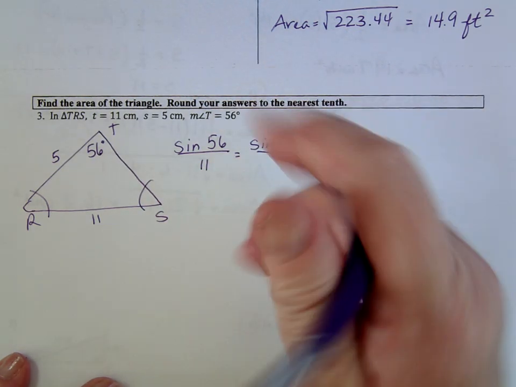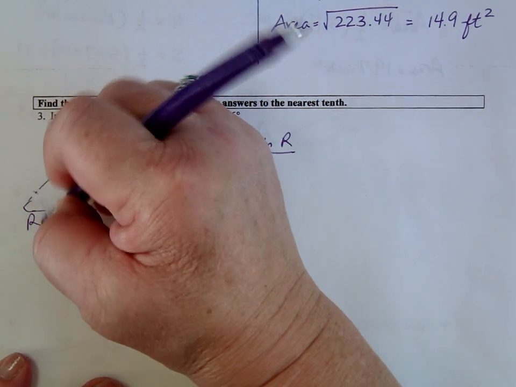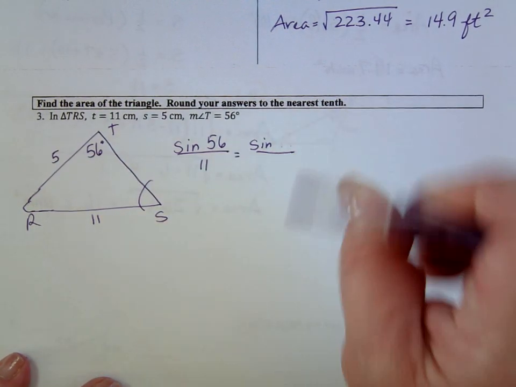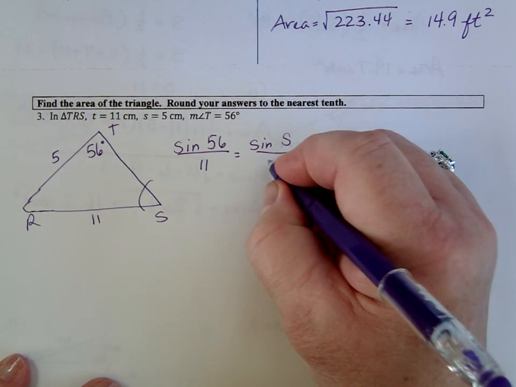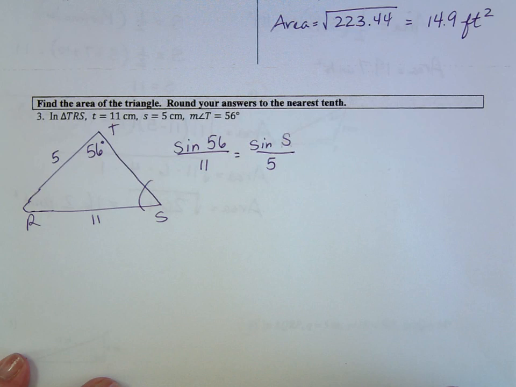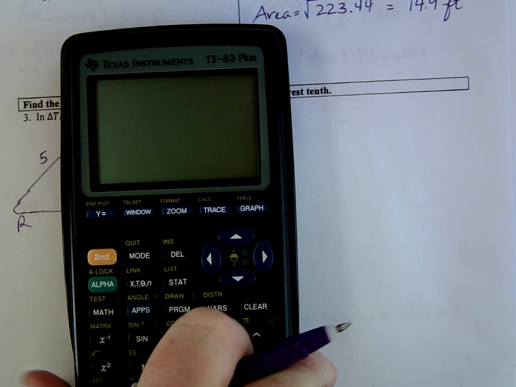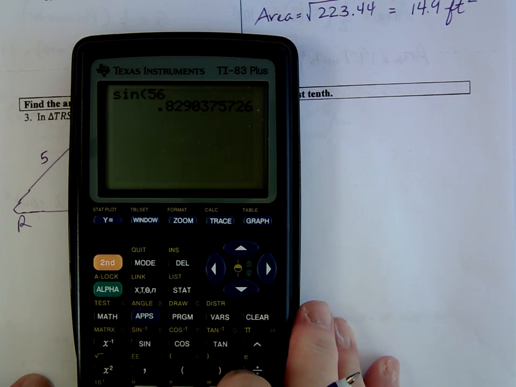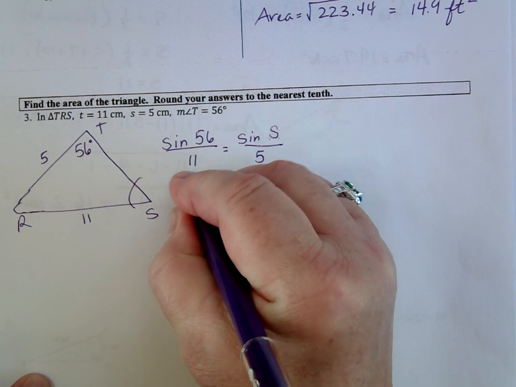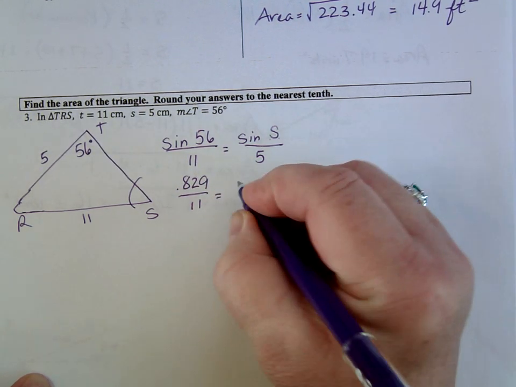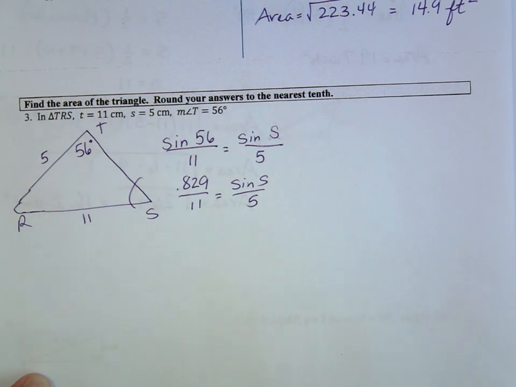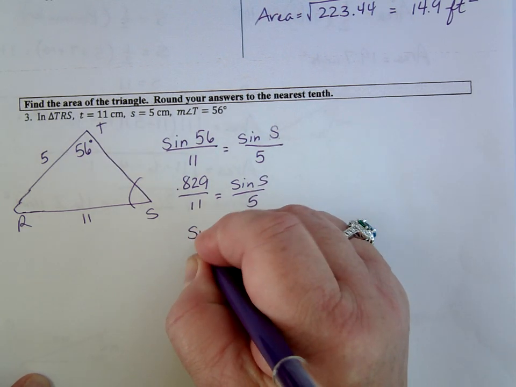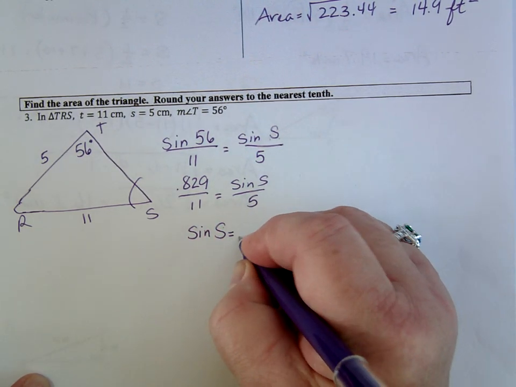All right, well, let me erase this part out. All right, sine of S, because I know what little s is. Otherwise, I would have had too many unknowns in my proportion. So here's a 5. All right, so I go to the calculator and I say, all right, calculator, what is the sine of 56? And it says 0.829. I say, okay. So I have 0.829 over 11 equals the sine of s over 5. And so you're going to cross multiply 0.829 times 5 divided by 11. That gives you the sine of s is 0.377.